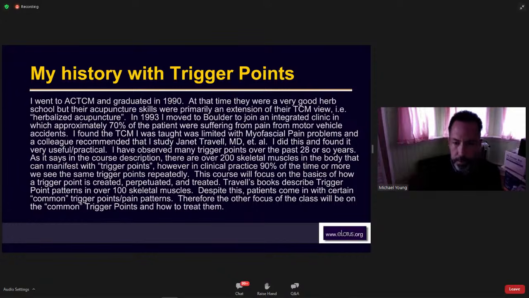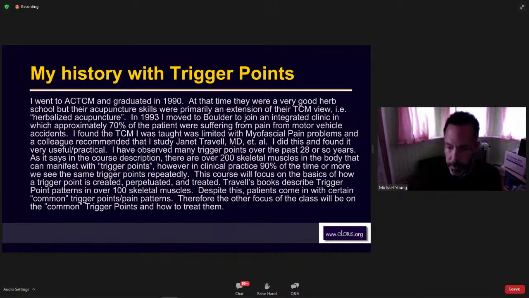So in the course description, there's over 200 skeletal muscles in the body that can manifest with trigger points. But in clinical practice, about 90% of the time or more, we see the same trigger points over and over. So this course will focus on the basics of how a trigger point is created and perpetuated and treated. And Travell's books describe trigger point patterns in over 100 skeletal muscles.